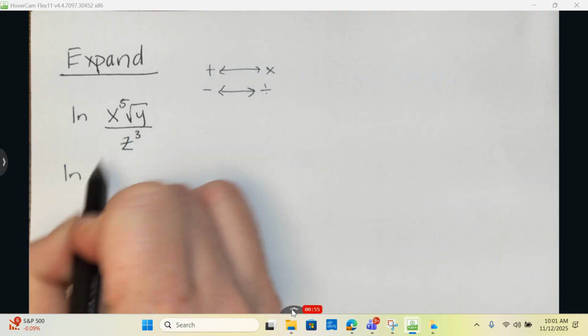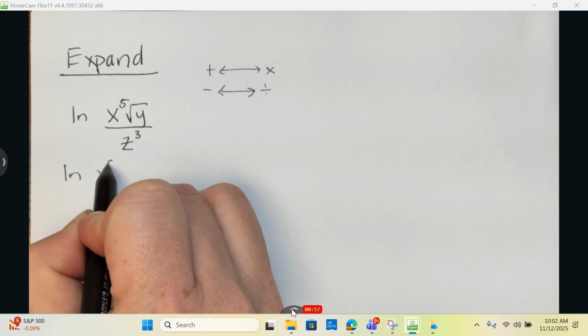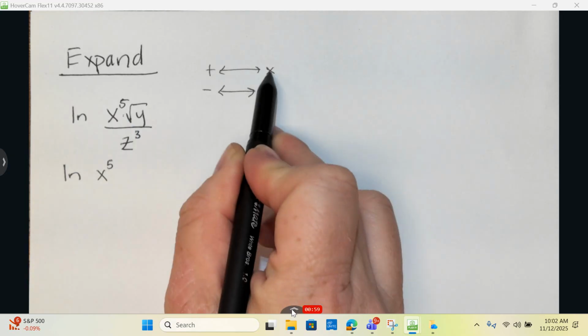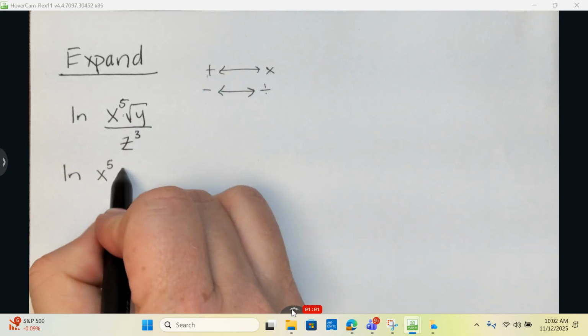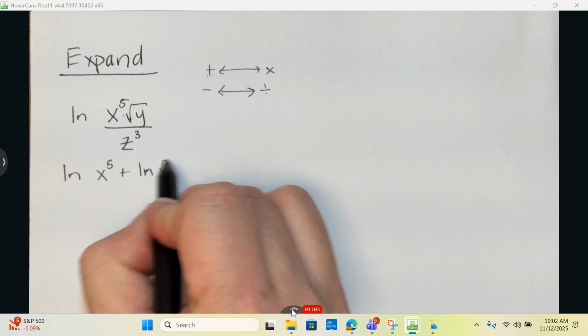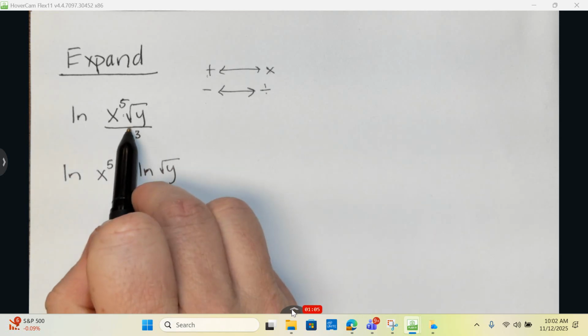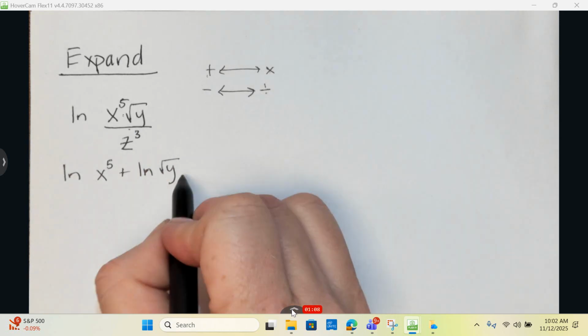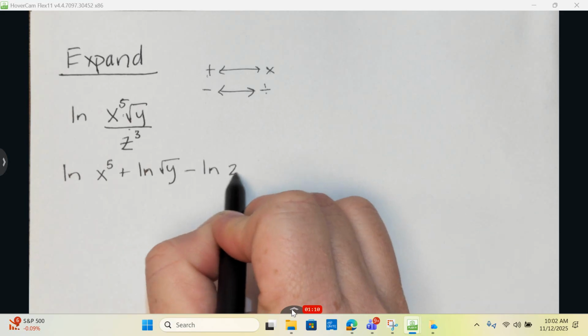We have the natural log of x to the fifth. Now multiplying turns into addition when we expand, plus the natural log of the square root of y, divided by, division turns into subtraction, the natural log of z cubed.